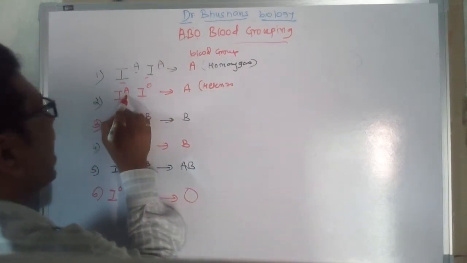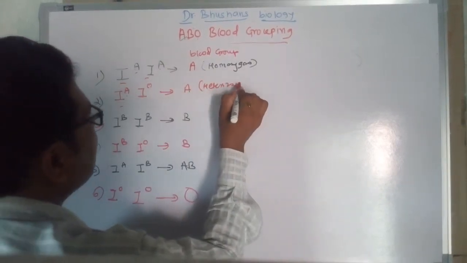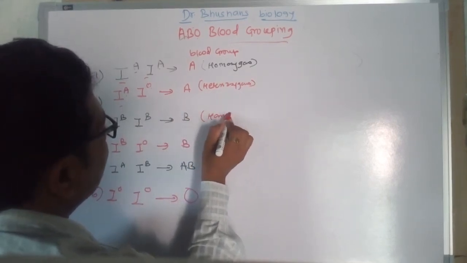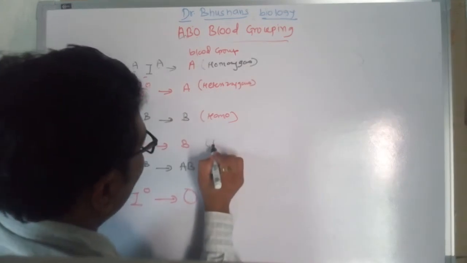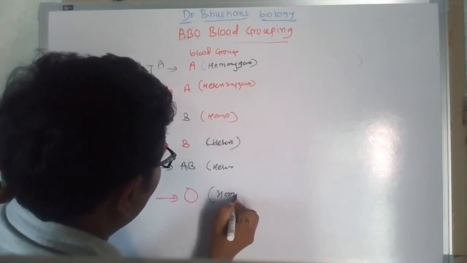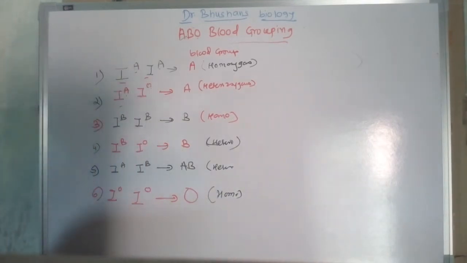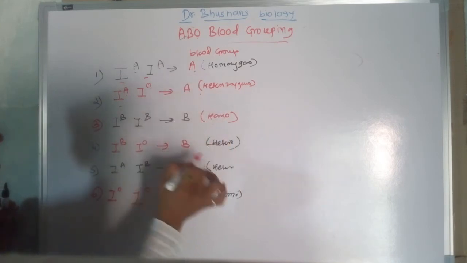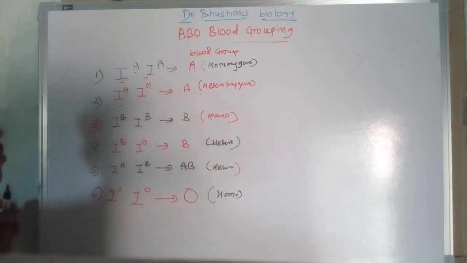Heterozygous, you can see IA and IO, this is heterozygous. Two different things are there. This is also homozygous. Next one is heterozygous. This is heterozygous and this is homozygous. Okay, the conditions are homozygous, heterozygous, homozygous, heterozygous, heterozygous and homozygous.